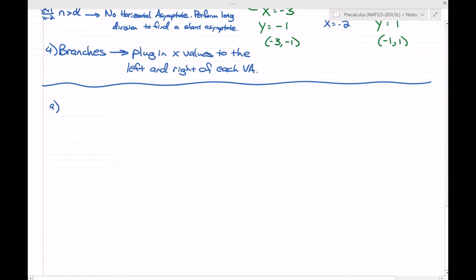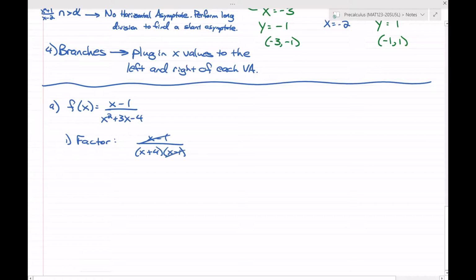First graph I wanted to do is, let's say, f of x is equal to x minus 1 over x squared plus 3x minus 4. Our first step is we have to factor. So the bottom factors down to be x plus 4 times x minus 1. And actually, you see how the x minus 1's cancel? If you're left with nothing, you just write 1 there, and we just get 1 over x plus 4.